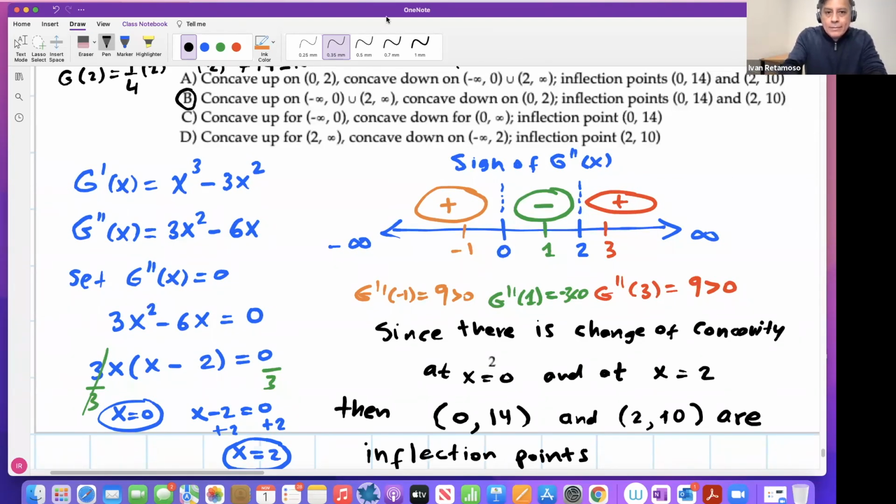Someone is writing something on the chat. Deep. Yeah, you got it, Deep. Very good, very good. Excellent.